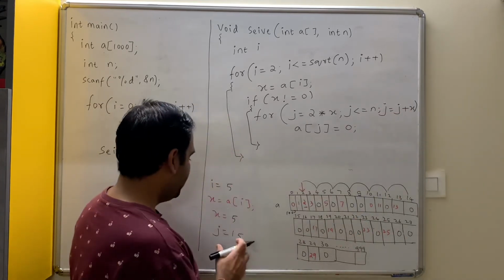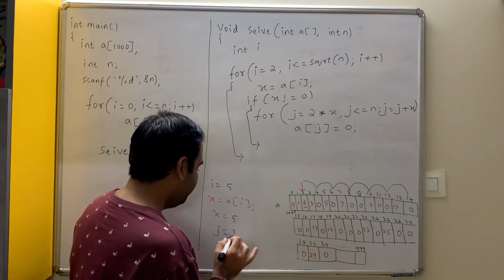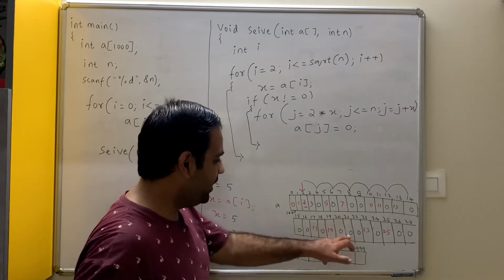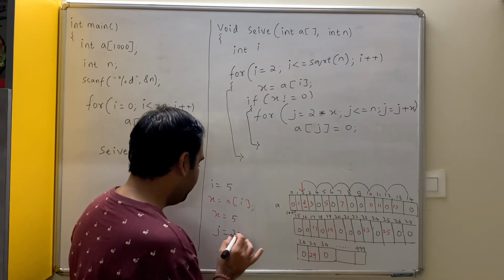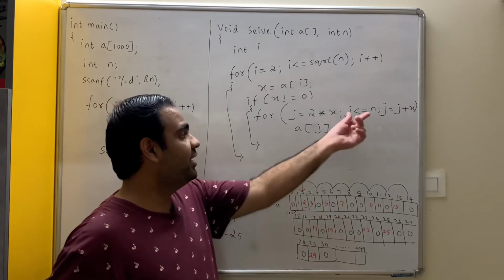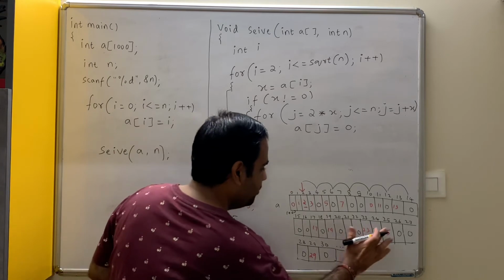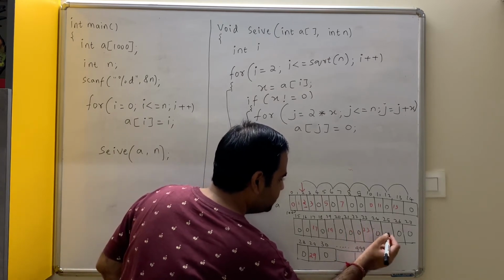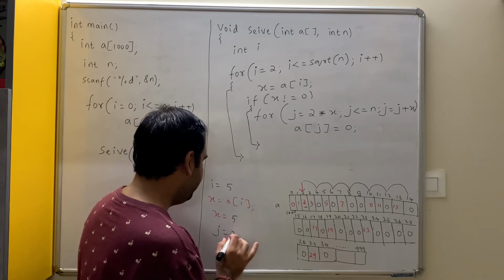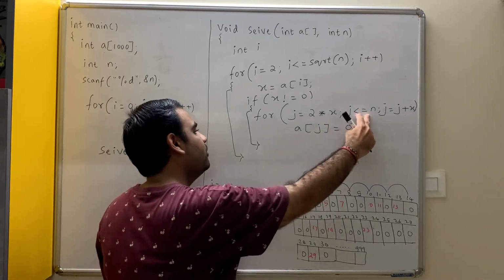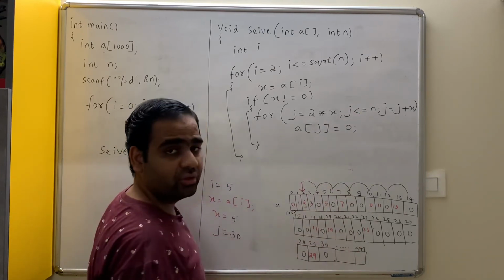j is j plus x. 15 plus 5. What is 15 plus 5? 20. You make A of 20 as 0. Again, j is j plus x. 20 plus 5 is 25. 25 less than or equal to 30 is true. And you make A of 25 as 0. j is j plus x. 25 plus 5 is 30. 30 less than or equal to 30 is true. You make A of 30 as 0 also.